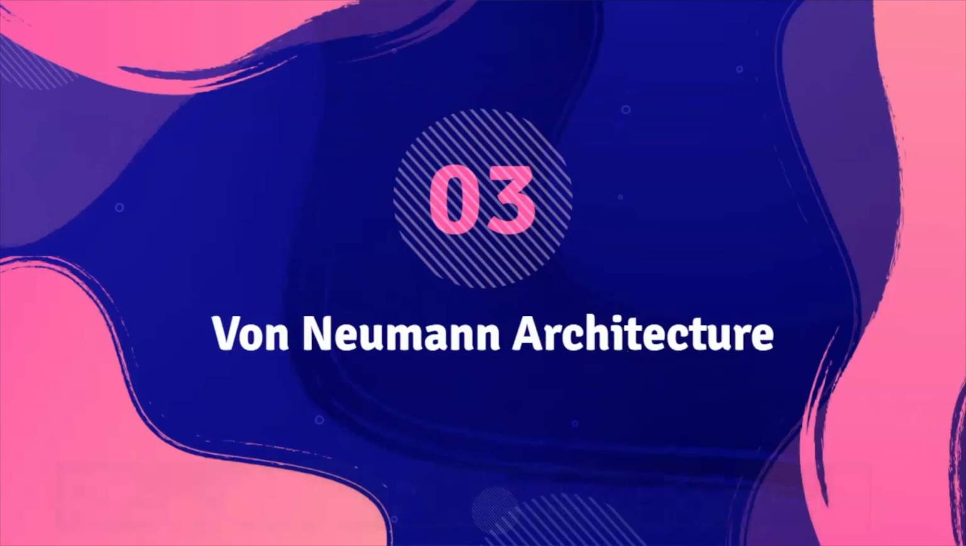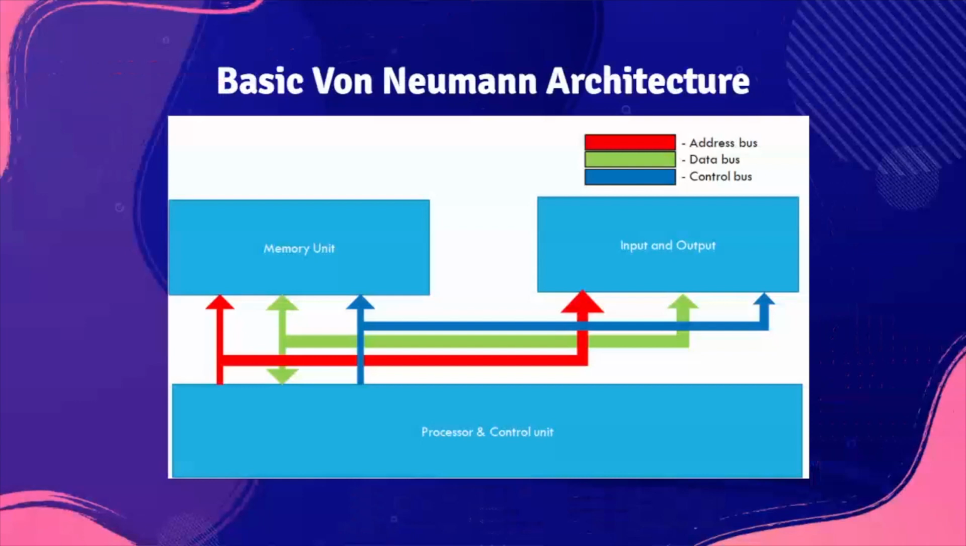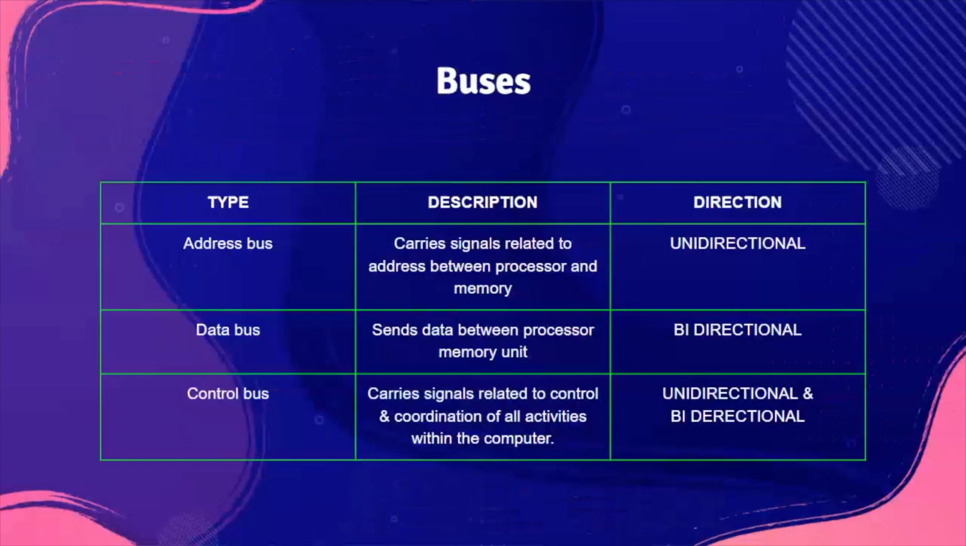Next up, we have the von Neumann architecture. This is the basic von Neumann architecture. This shows the idea of how processor and memory unit are linked together by connections known as buses. This is a simple representation of von Neumann architecture. The red one is the address bus, the green one is the data bus, and the blue one is the control bus. Let's get to know about buses even better.